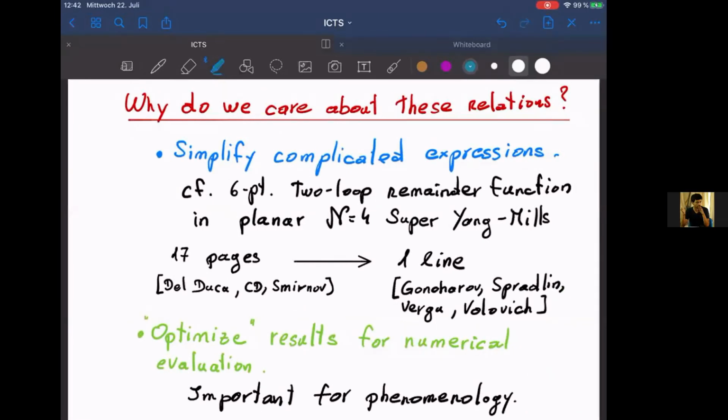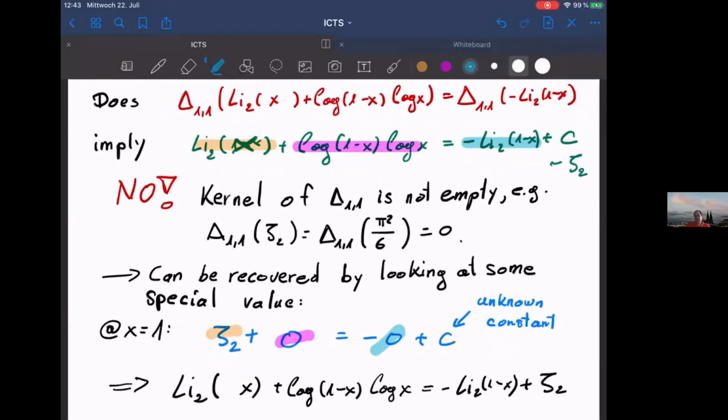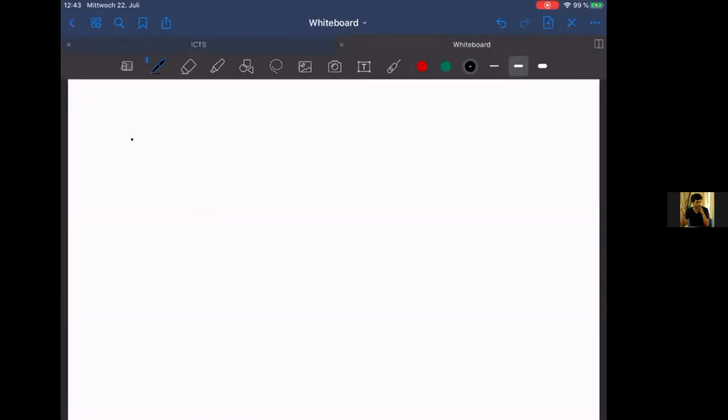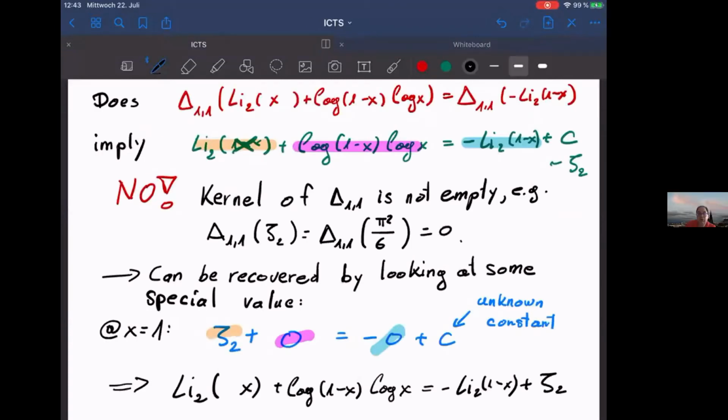Excuse me, I have a naive question. What happened to log 0? Yeah, so when I put x equal to 0, you say log x blows up. Yes, right. But the limit when x goes to 0 of log(1 minus x) log x is 0. I see. Okay, thanks. Yeah, that's a good point. The log x does blow up, but it is multiplied by 0.